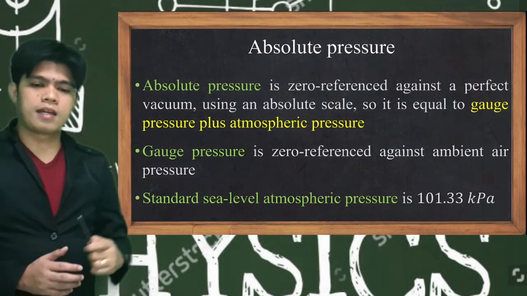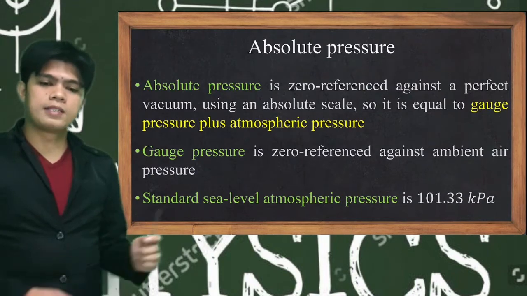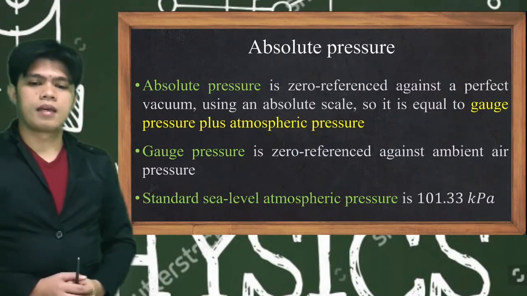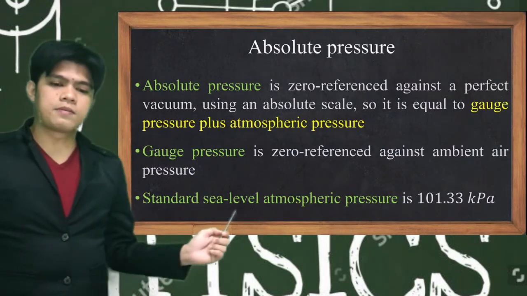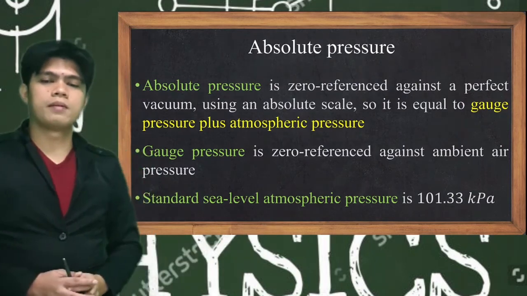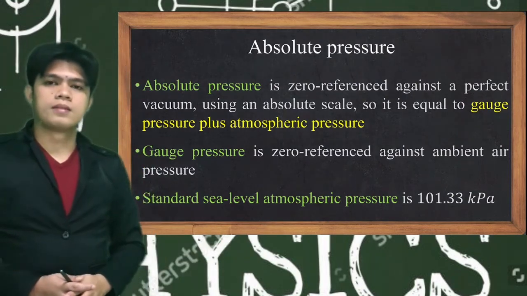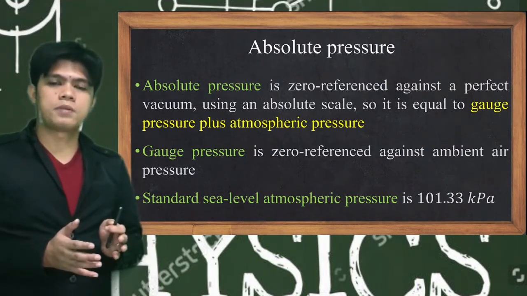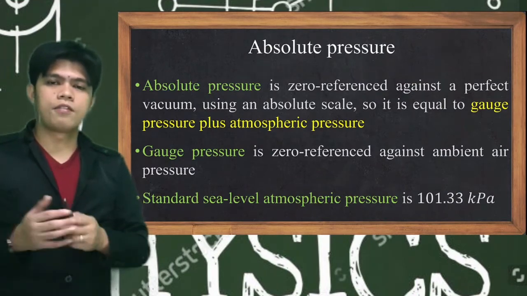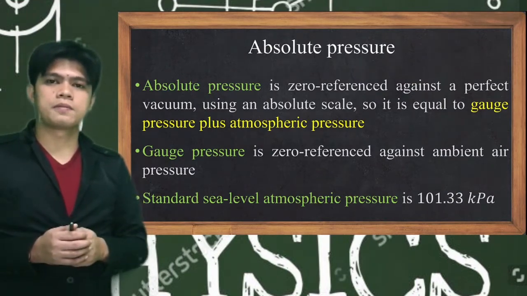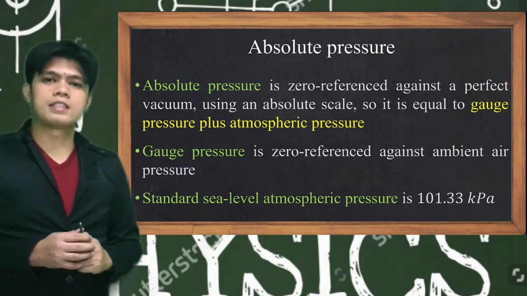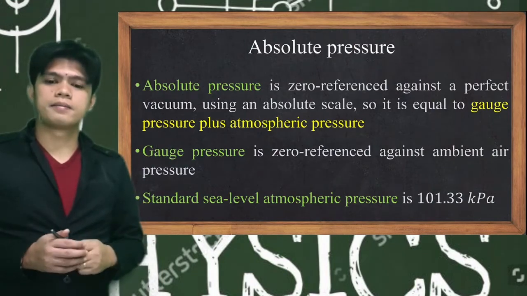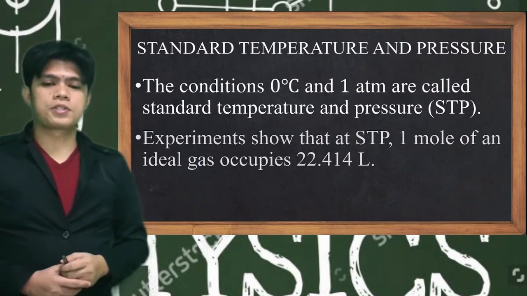The gauge pressure is zero referenced against ambient air pressure. And the standard sea level atmospheric pressure is equal to 101.33 kilopascal. For example, if you are in an airplane, inside the airplane there's a gauge pressure, and outside of the airplane, there is an atmospheric pressure. So the absolute pressure of the airplane is different when it is on the ground and when it's in the air.